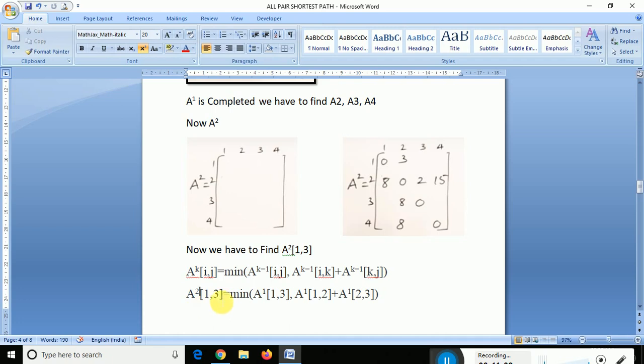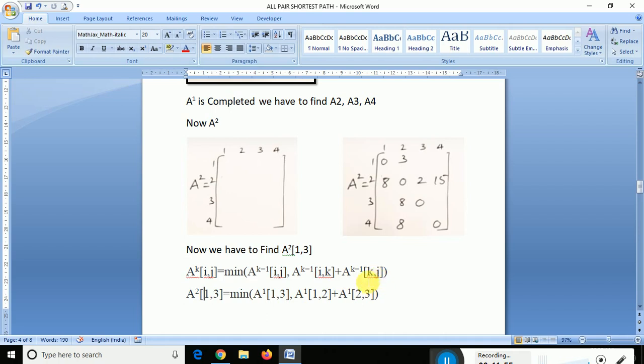This A2 we have to find out. First row third column, okay, 1 comma 3. IJ is what? 1 3. So minimum K minus 1 means what? 2 minus 1 is what? 1. IJ as it is we have to keep 1 3.